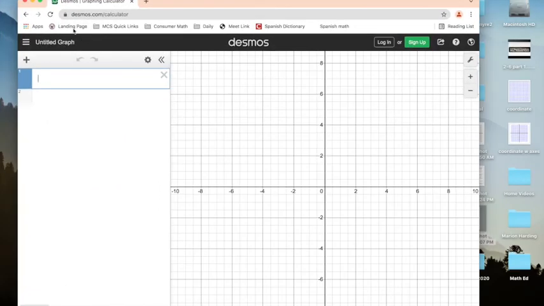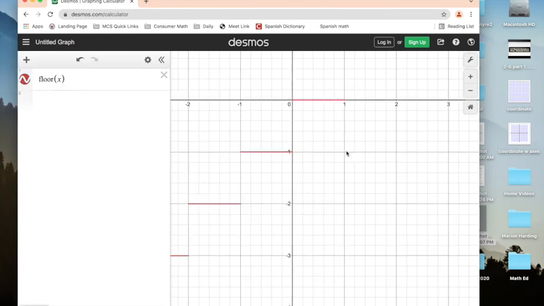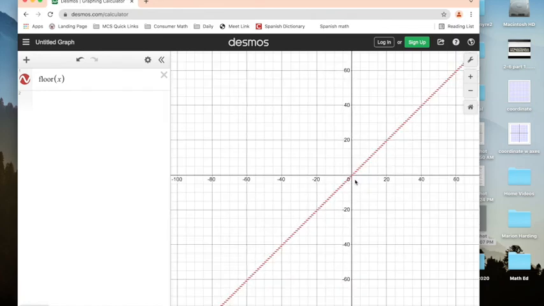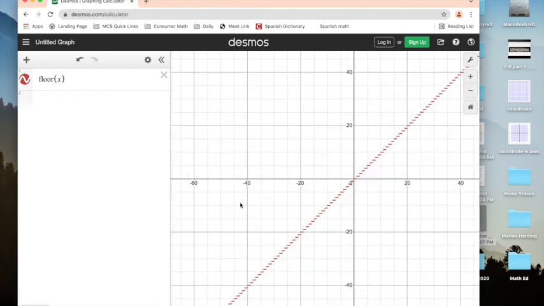The way to work with step functions in Desmos is to type in the word floor, open your parentheses, and then put x. And this is what it looks like. Notice it's not perfect. We can't see which circles are closed and open, but we are able to see what that looks like. And if we zoom out really far, eventually it just starts to look like a line. So that's kind of cool.